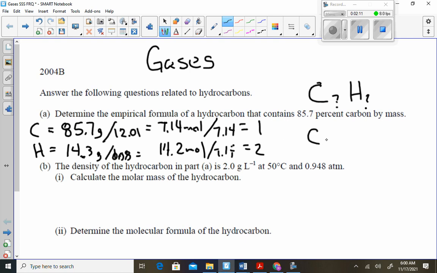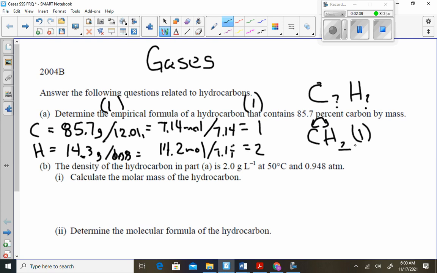So our empirical formula is CH2, which means we have a ratio of 1 carbon to 2 hydrogens, and these could be written in the opposite order. As long as the 2 is after the hydrogen, you are good. And for points, you get 1 point for finding the moles, and you have to show your work, no work, no point. 1 point for finding the ratio, and 1 point for the right answer.